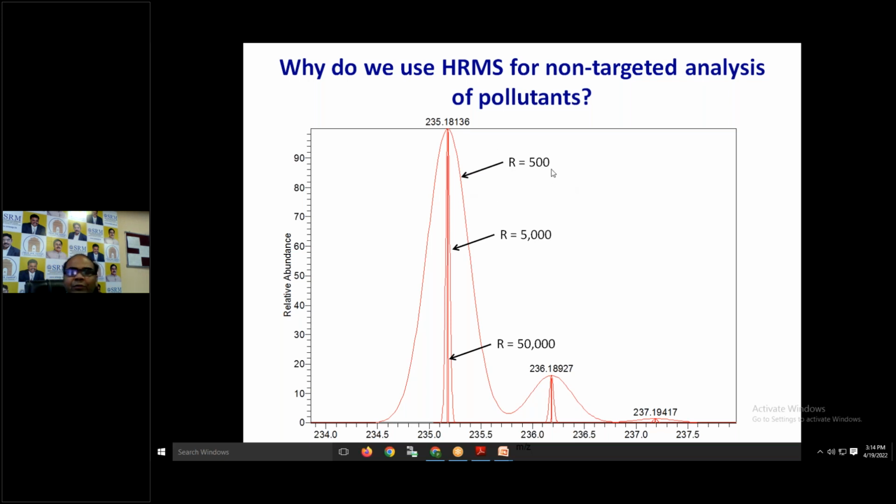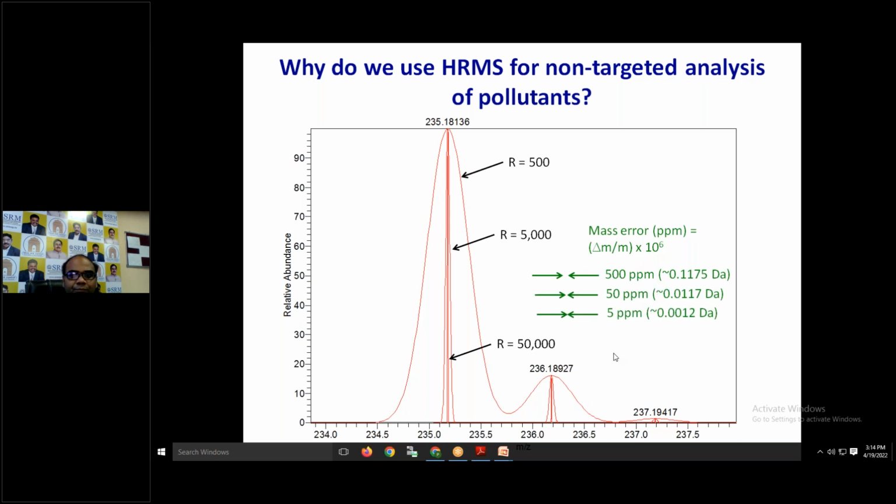With resolution R value 500, this is 5,000, it is 50,000. So with what resolution is it going to separate those peaks and identify them? You just imagine how sensitive it is. Because of its high sensitivity, we are using this HRMS technique for the detection of pollutants by using the non-targeted technique, right? Mass error, as you can see here, very little mass errors are there. Okay, as you can see, 5 ppm we are using, 50 ppm we are using, 500 ppm we are using.